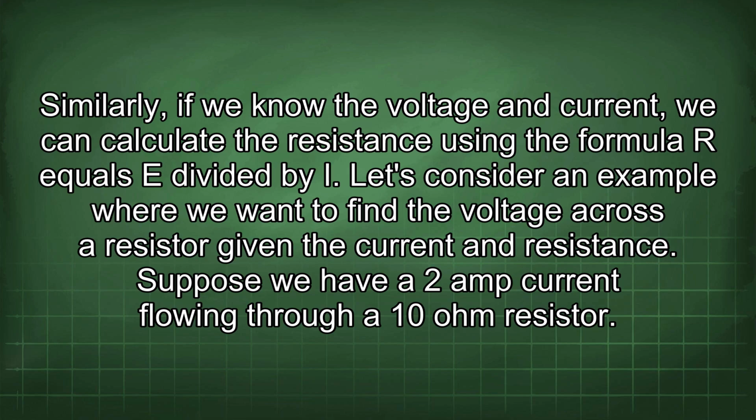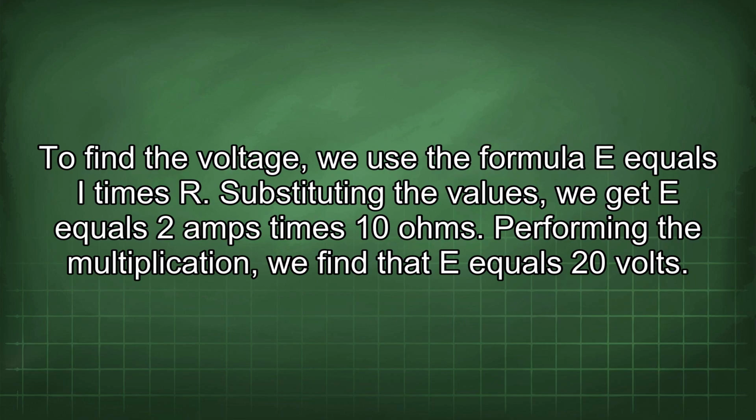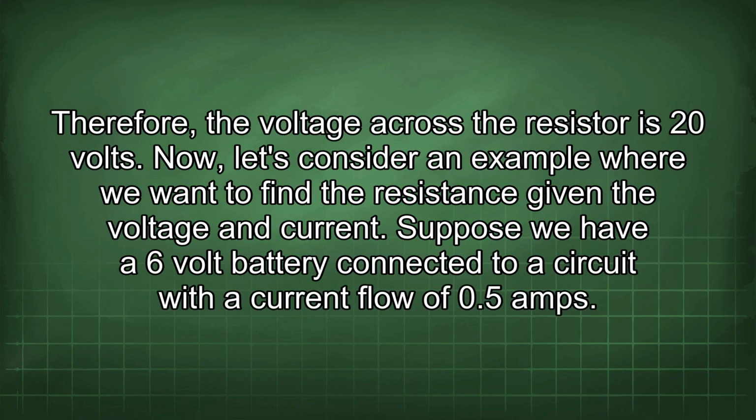Let's consider an example where we want to find the voltage across a resistor given the current and resistance. Suppose we have a 2 amp current flowing through a 10 ohm resistor. To find the voltage, we use the formula E equals I times R. Substituting the values, we get E equals 2 amps times 10 ohms. Performing the multiplication, we find that E equals 20 volts. Therefore, the voltage across the resistor is 20 volts.